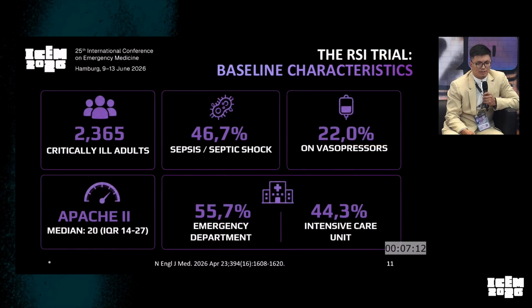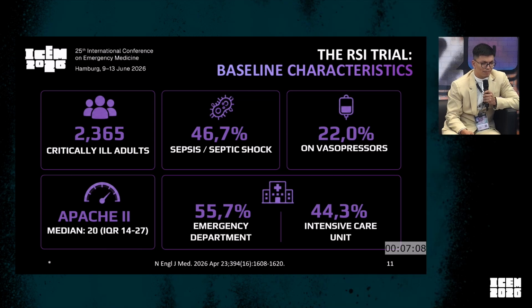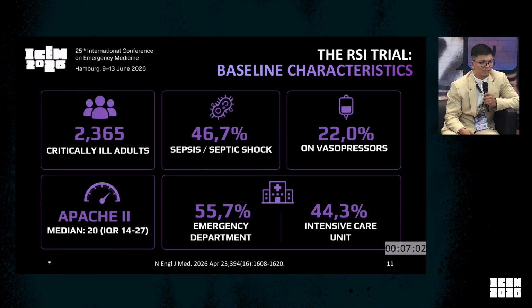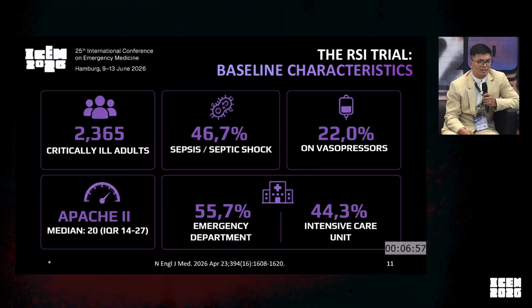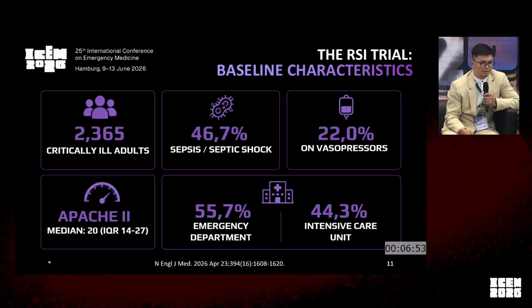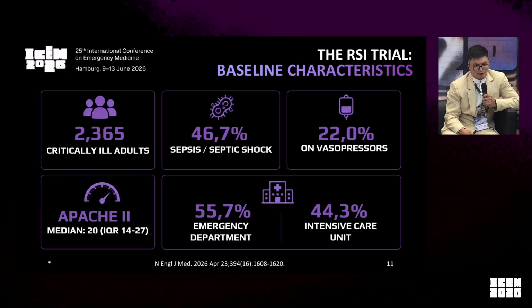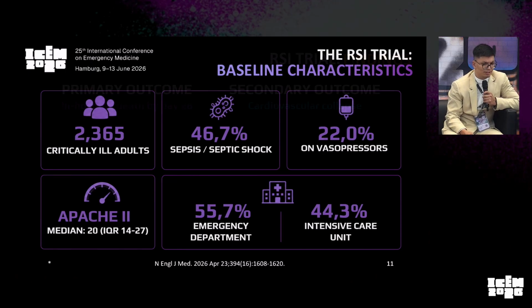Here are the baseline characteristics from this trial. You can see that there are a lot of people. And it's important to say here that all of the patients had sepsis or septic shock, which is one of the concerns with the use of etomidate. At least 22% of them had hypotension prior to intubation. The PaCO2 was high in both groups, and all of them were intubated in the emergency department, and almost all of them were intubated in the intensive care unit.